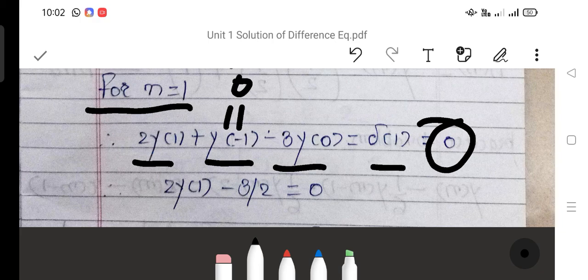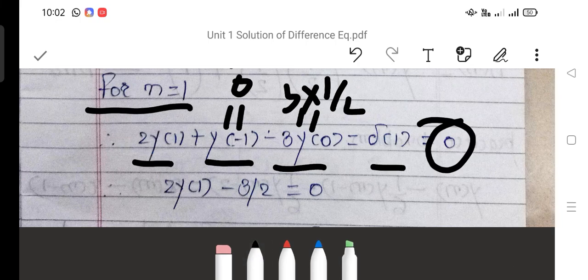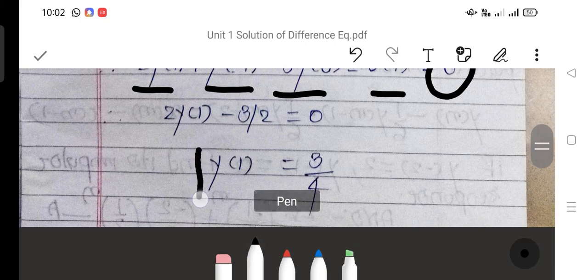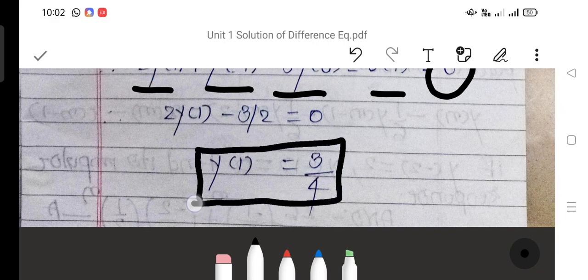Minus 3y of 0, which we have calculated in the previous part, gives 3 into 1 by 2. And twice y of 1 is our calculation part. So we get 2y of 1 minus 3 by 2 equals 0. So y of 1 is 3 by 4. That is our answer in this case.